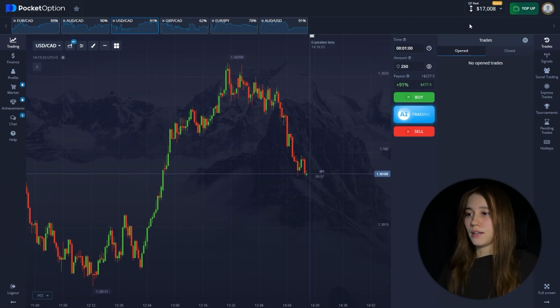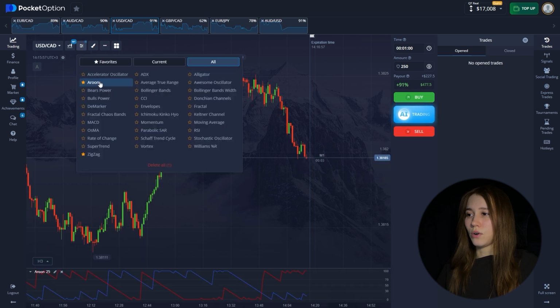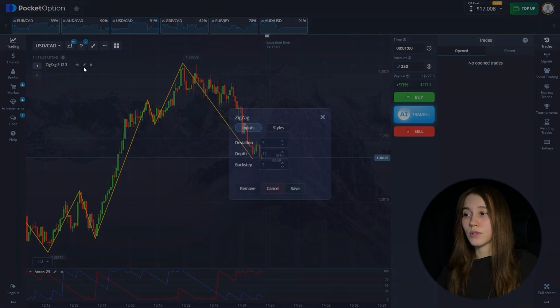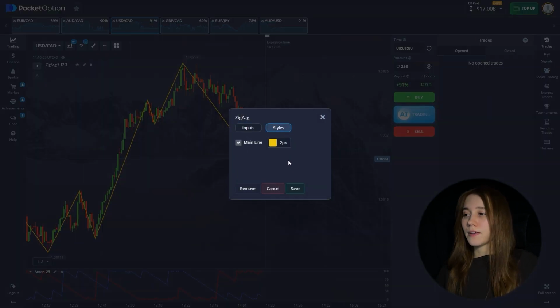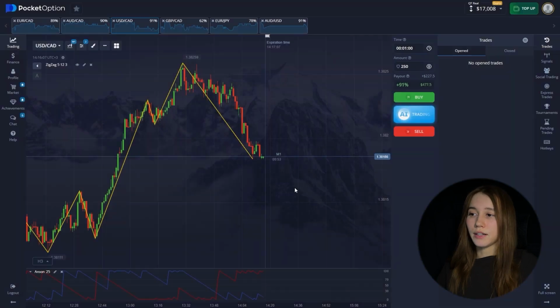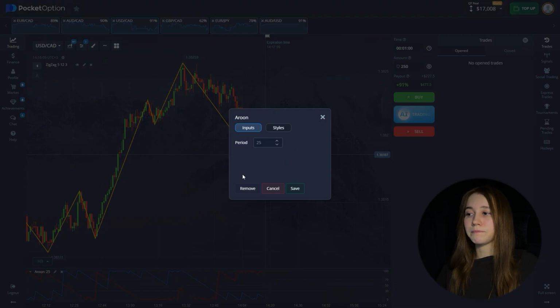Our balance is $17,000. So we have 2 indicators, zigzag. You see the parameters on the screen, style, settings, and the second indicator, you see the parameters.